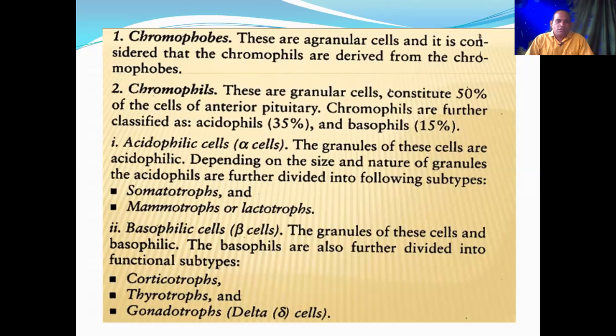The second one is the basophilic cells. These are also called beta cells. The granules of these cells are basophilic. The basophils are further divided into functional subtypes like corticotrophs, thyrotrophs, and gonadotrophs. Gonadotrophs are also called delta cells.